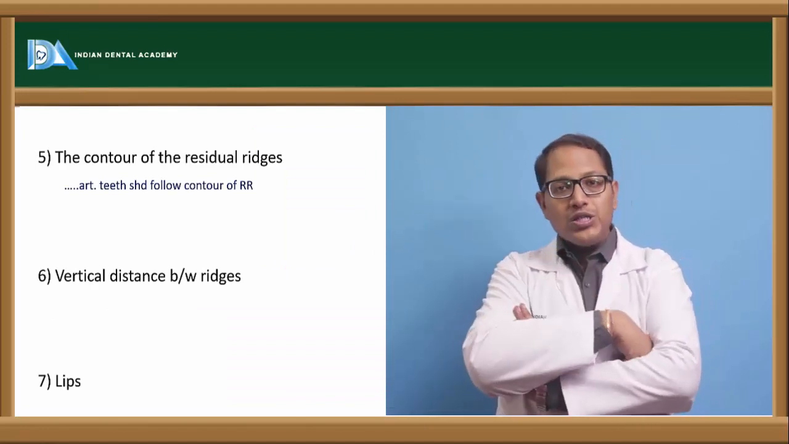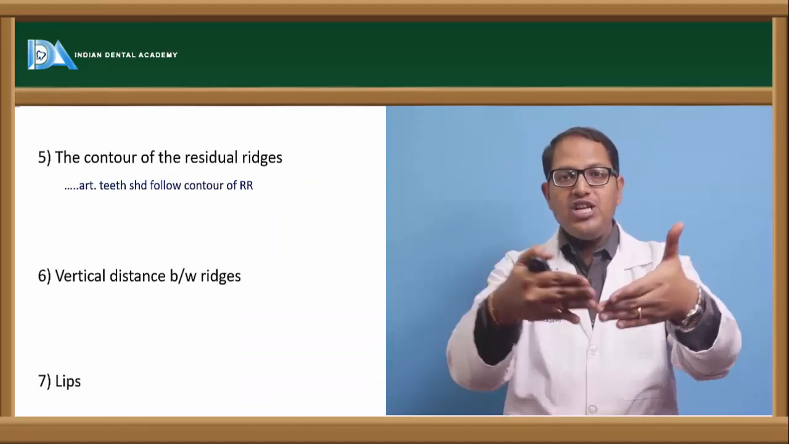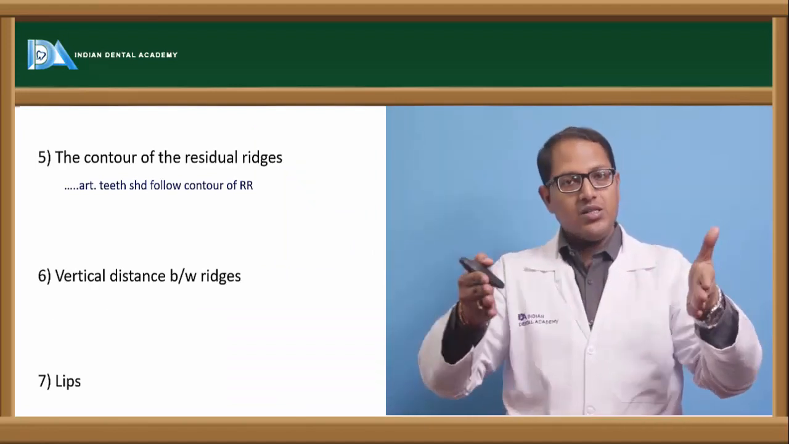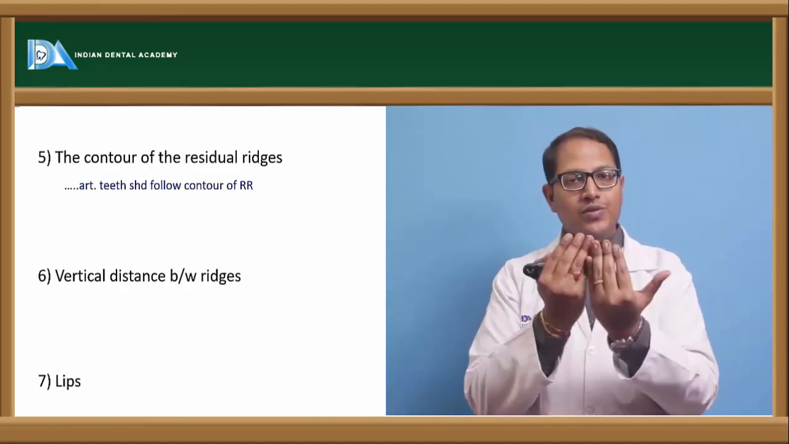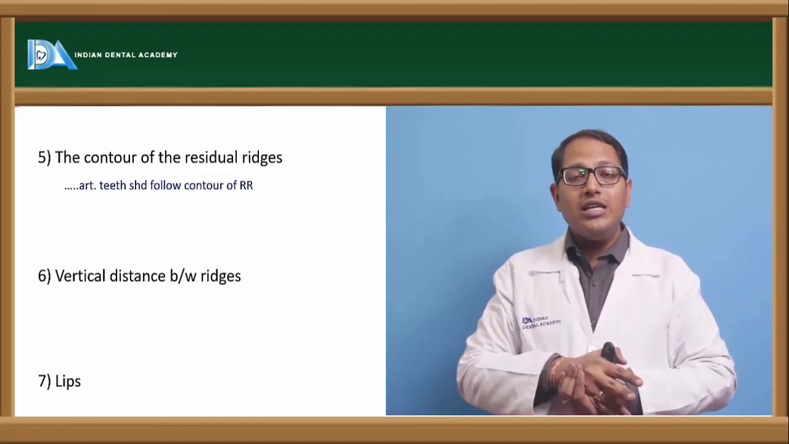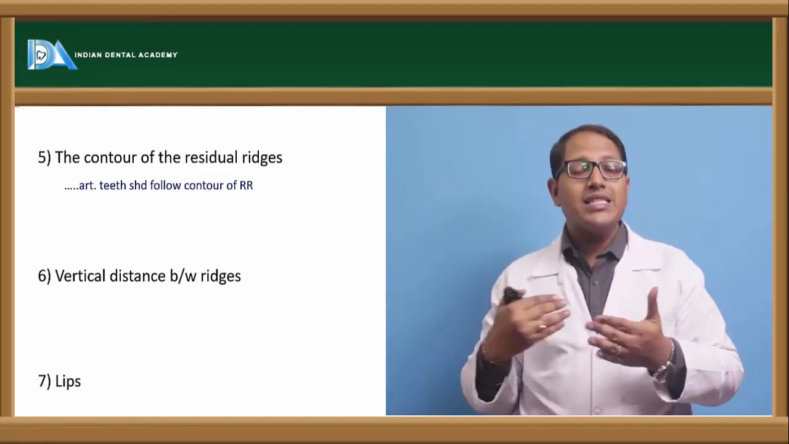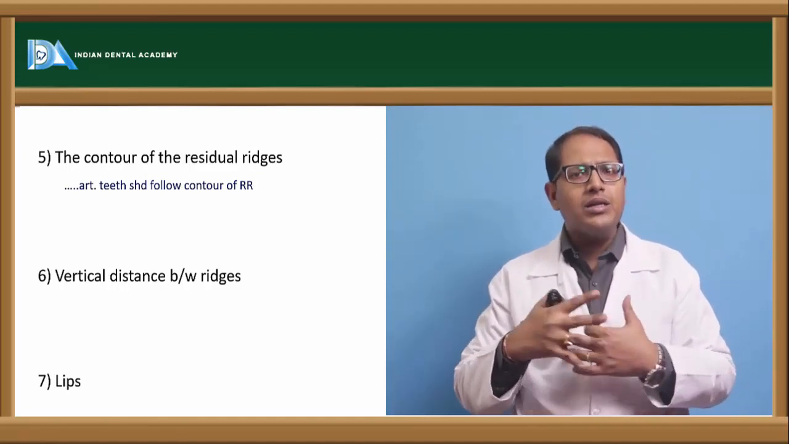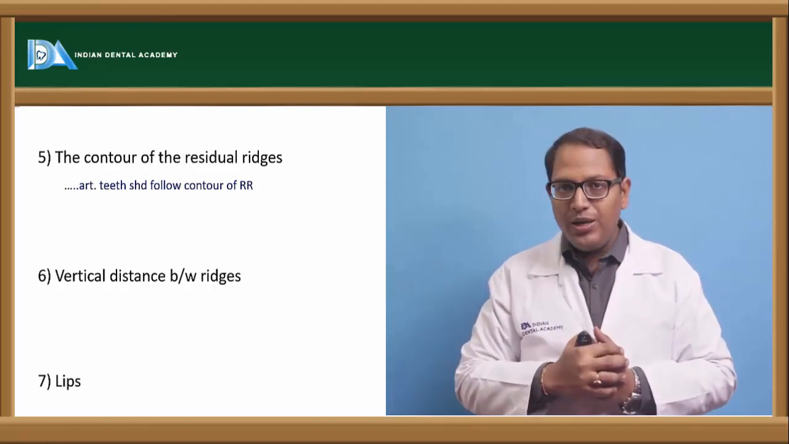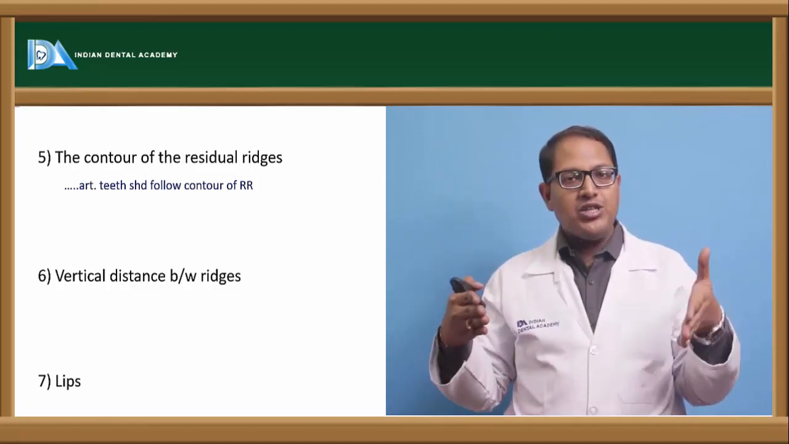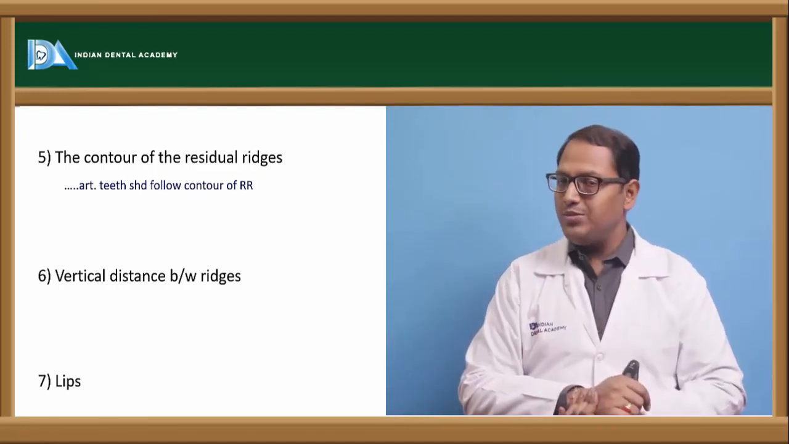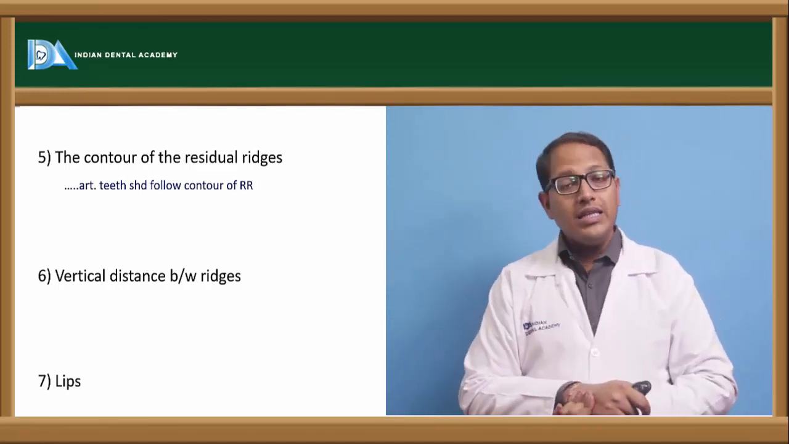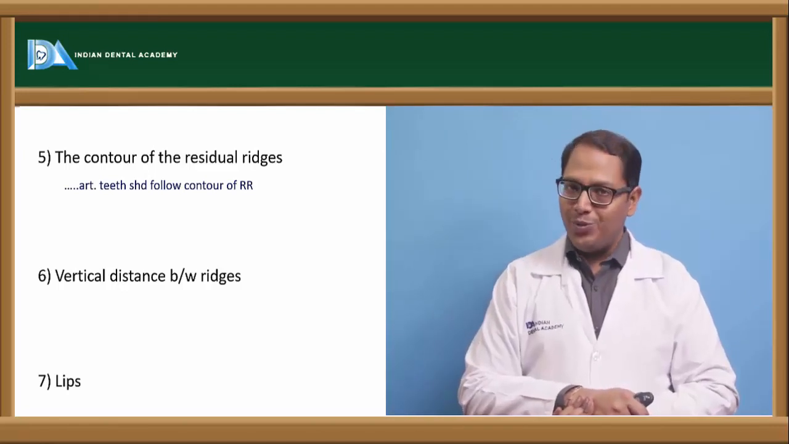Coming to the contours of the residual ridge. If we have a V-shaped ridge, the teeth are also to be V-shaped. If we have a U-shaped, round ridge, we can arrange our teeth over it, because teeth should be over the ridges or at most in the neutral zone, near about onto the ridge. It cannot be that a patient's ridge is V-shaped and you are arranging the teeth in a U shape. That is not possible. The vertical distance between the ridges plays a very important role.